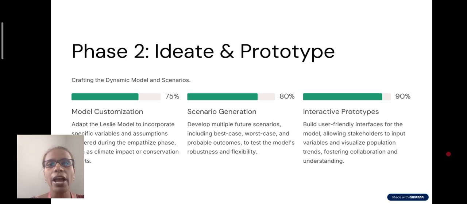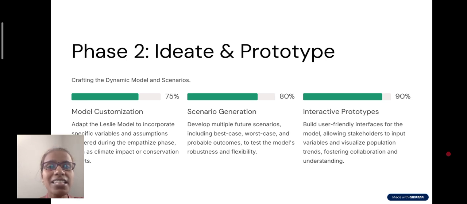The second phase is we need to ideate and prototype, crafting the dynamic model and the scenarios. So model customization: adapt the Leslie model to incorporate the specific variables and assumptions identified during the empathize phase, such as climate impact or conservation results.